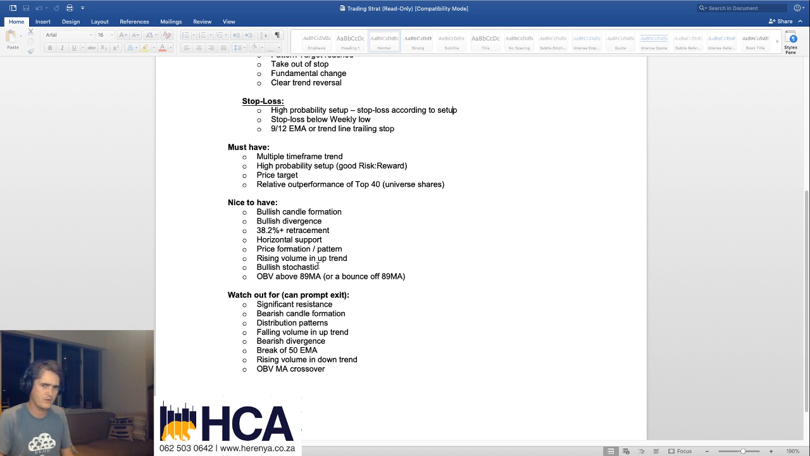So for example, volume confirming the trend, must have. Reverse bullish divergence, nice to have. A significant support level that has held and is trading higher, for example, depends on the situation, so let's call that a nice to have. There are certain things that for you might be more or less important. So determine what your must-haves are, determine what your nice-to-haves are.